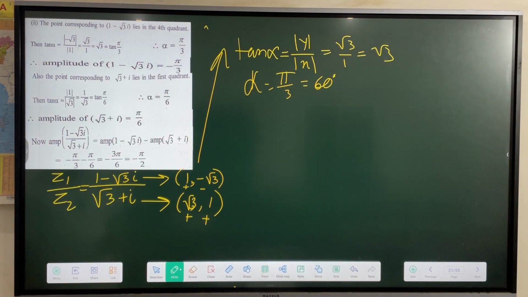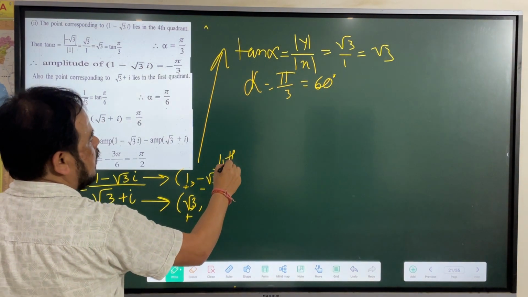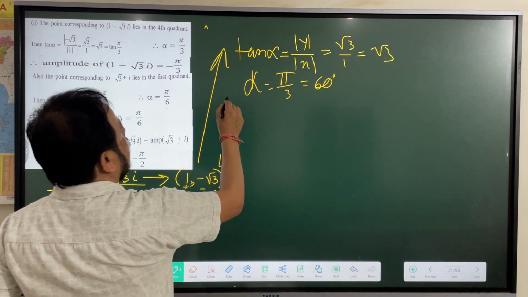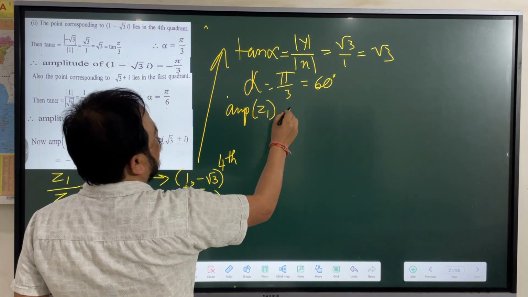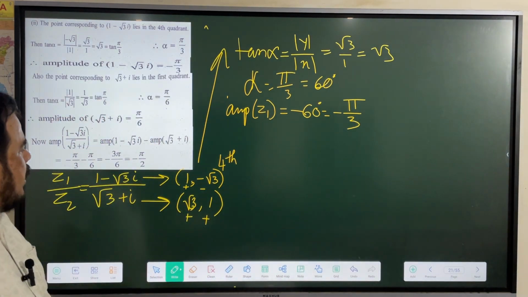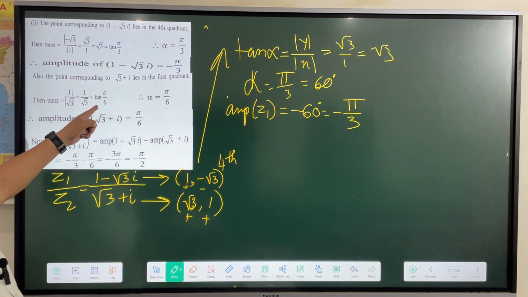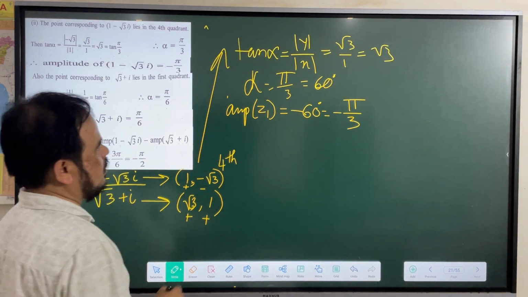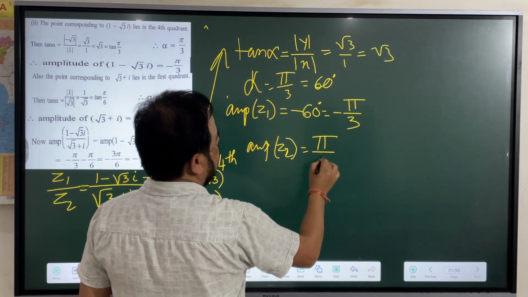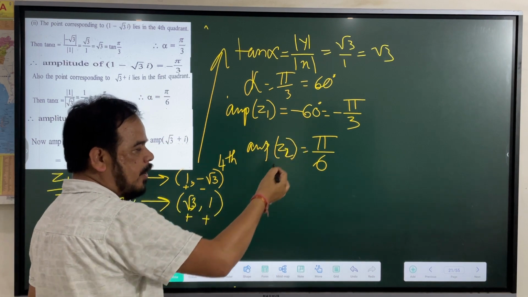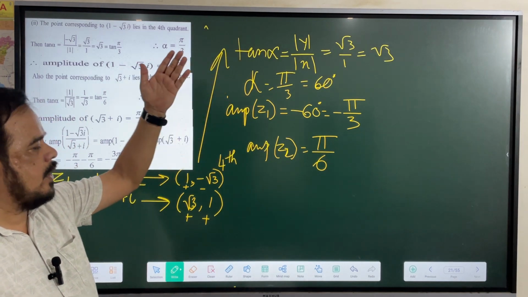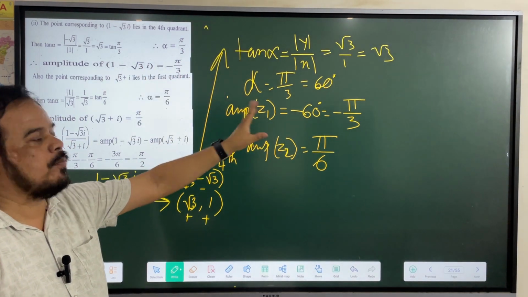But we cannot write 60 degree because it is in the fourth quadrant. Then what will we write? The amplitude of Z1 will be minus 60 degree or minus pi by 3. I hope you understand. Previously I already explained. This one is in the first quadrant, directly alpha equals pi by 6. Means the amplitude of Z2 is equal to pi by 6. Theta is equal to minus alpha in the fourth quadrant; whatever you get, you will have to put a minus sign.